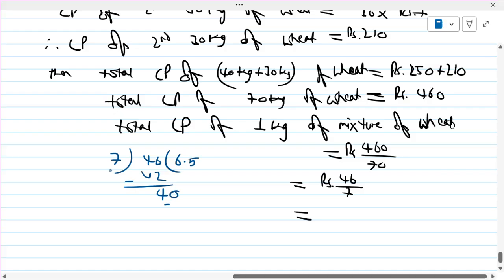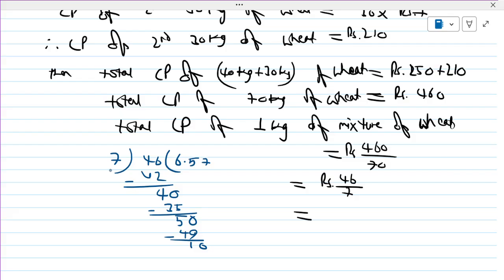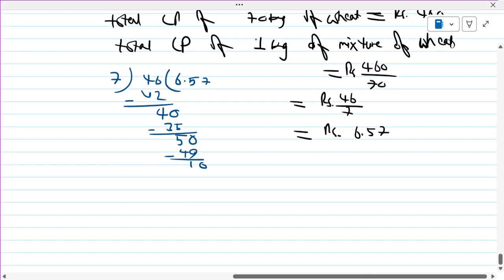7 5s are 35. So 5 we get. 0 you can keep. 7 7s are 49. So 7 ones are okay. I don't need more, I will just confine here up to 2 decimal places. So I say here it's rupees 6.57 rupees. So cost per kg you can say.